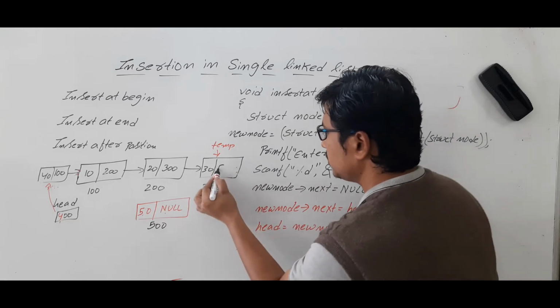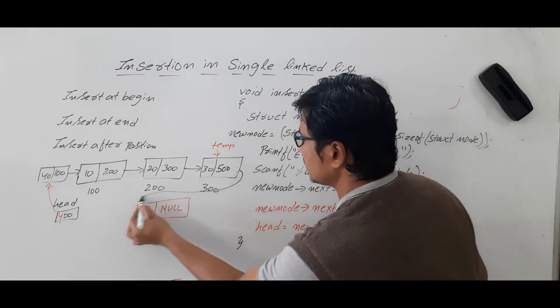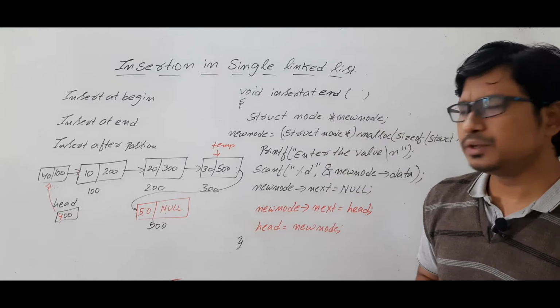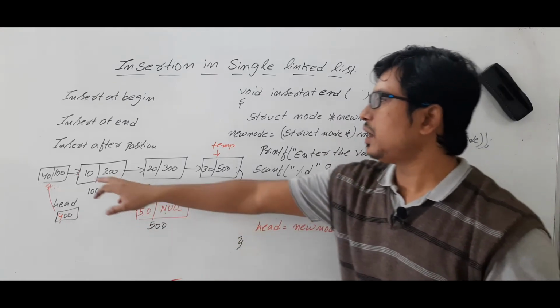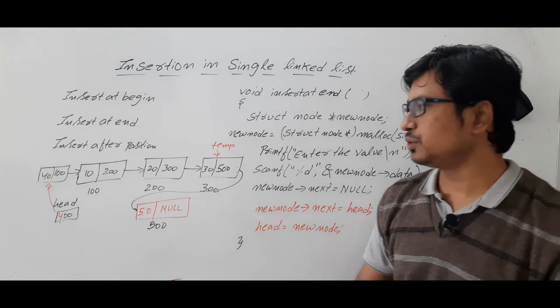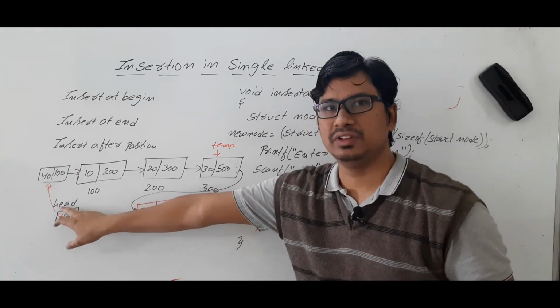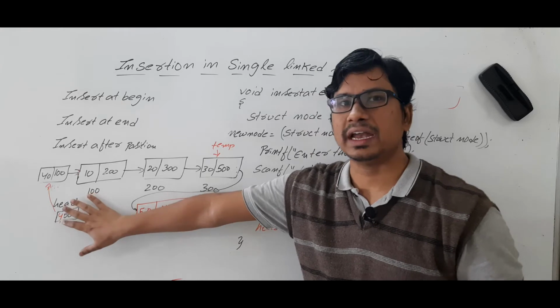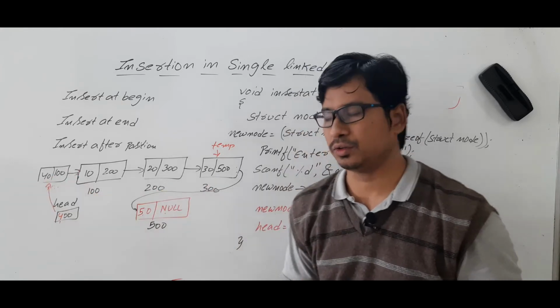Is it clear? Are you able to understand? So you have created a link. This is the way you can do it. But now you have to traverse from the start to this node. That is the first thing you have to do. You cannot traverse using the head, because you should not move the head pointer. Head pointer is always pointing to the first node.